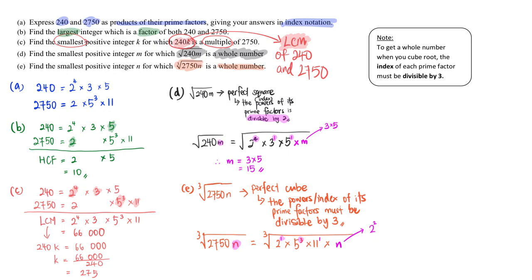11, currently we only have 1. So we need how many more? Yes, we need another 2 more of the 11, and they must come from n. So by pure observation, n is therefore 2 to the power of 2 times 11 to the power of 2, and that will give me a value of 484.